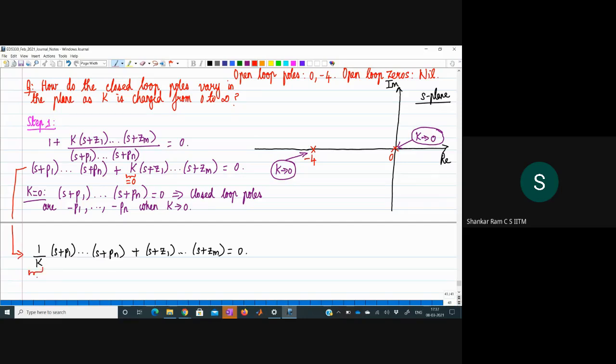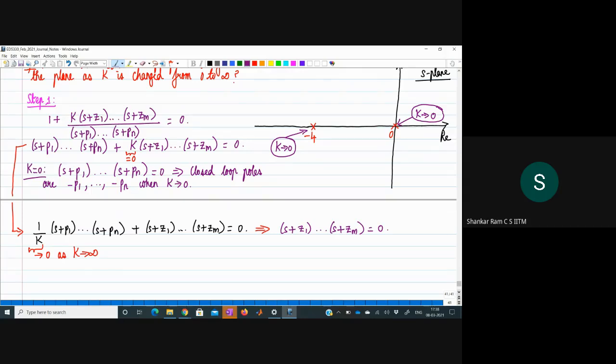Now we can immediately see that 1 by k tends to 0 as k tends to infinity. We are considering the other extreme of k. First, we considered what happens when k tends to 0. Now we are considering what happens as k tends to infinity. As k tends to infinity, the first part will vanish, and we will have (s plus z1) all the way to (s plus zm) equal to 0.